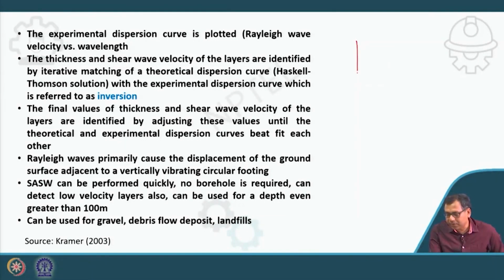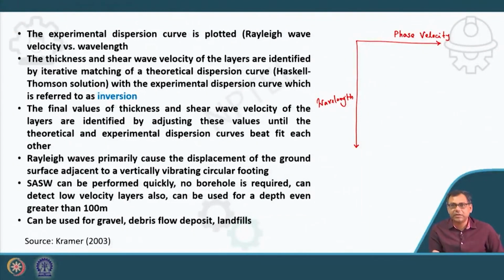So how will I plot that? I have to plot the phase velocity on one axis and the wavelength on the other. I have already calculated the phase velocity for each wavelength, and I may get this type of plot.